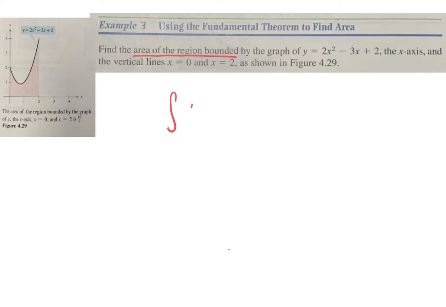I'm going to do the function 2x squared minus 3x plus 2. So this is the function I'm going to integrate. And what are my boundaries? Well, they've told me the x-axis and the vertical lines 0, that's my lower bound, and 2 is my upper bound. So this is what it will look like right here. It will look like the integration from 0 to 2 of that function.